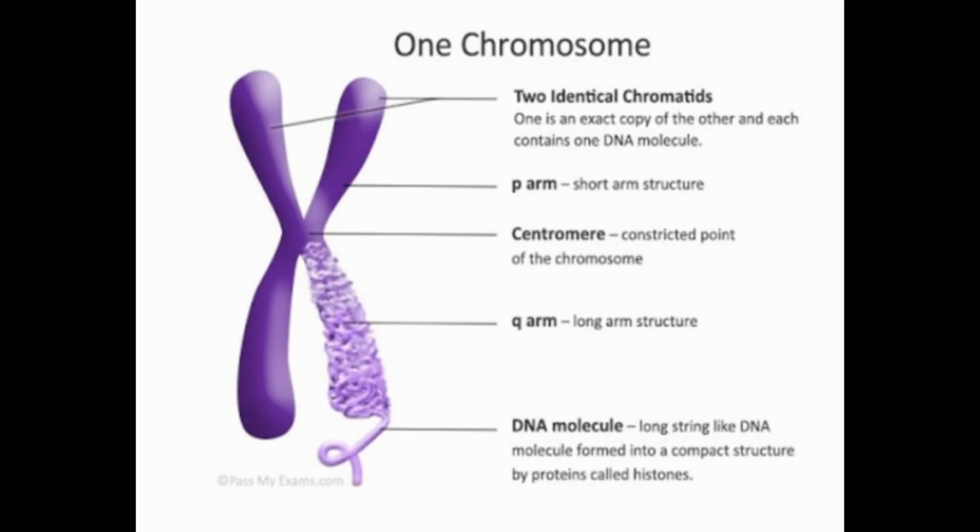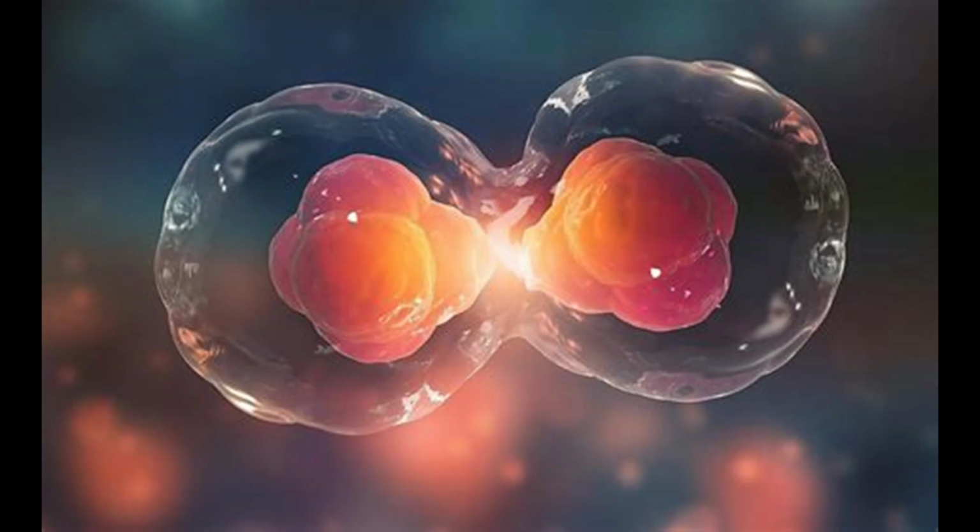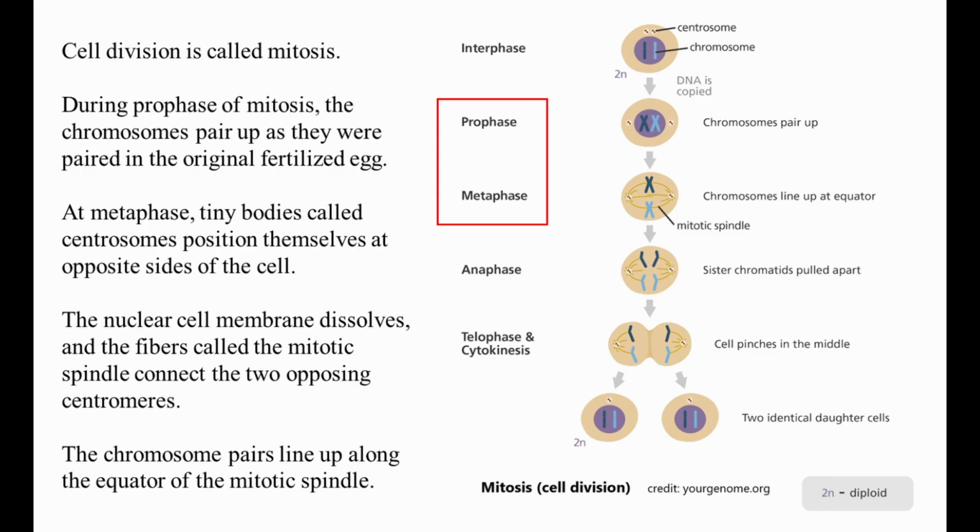Chromosome pairs have an important role during cell division. When the body is growing or needs more cells to replace older cells, the healthy cells divide into two cells called daughter cells. Cell division is called mitosis. During prophase of mitosis, the chromosomes pair up as they were paired in the original fertilized egg. At metaphase, tiny bodies called centrosomes position themselves at opposite sides of the cell.